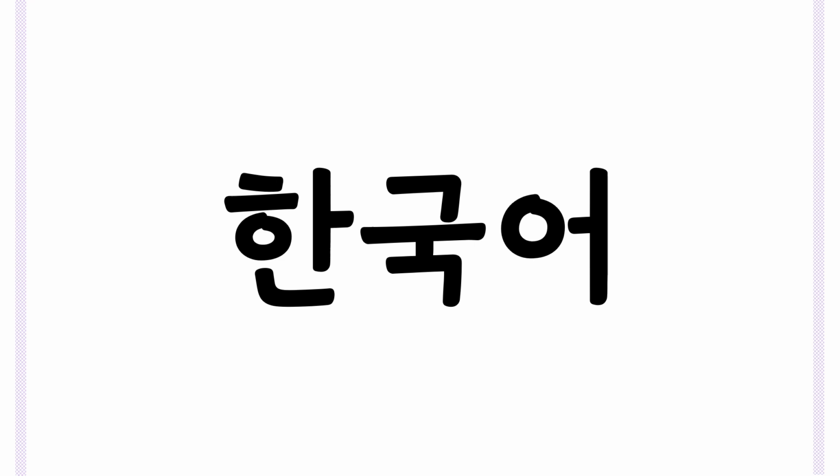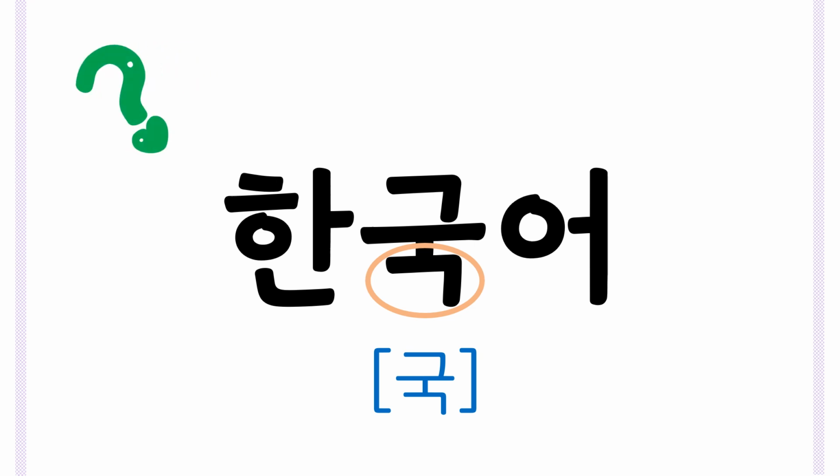When we learned about Korean 받침, we learned this 받침 has this sound, uk sound. Then we should pronounce the second syllable as 국. But why do we pronounce it han-gu-geo instead of han-guk-eo? Have you ever thought about the reason?